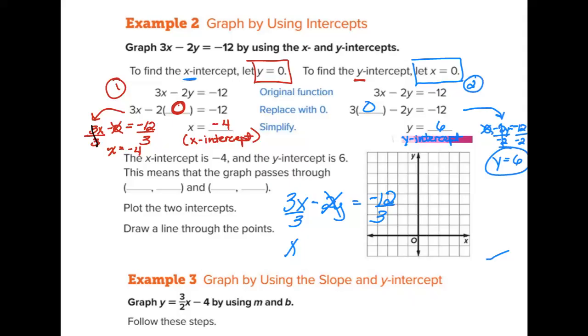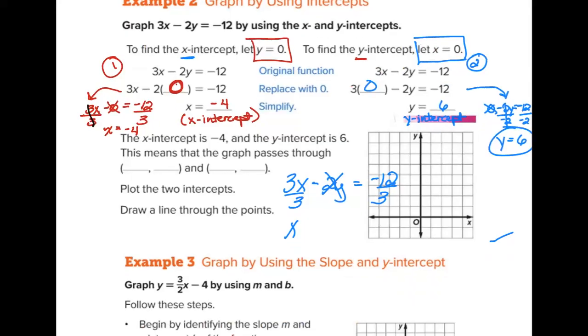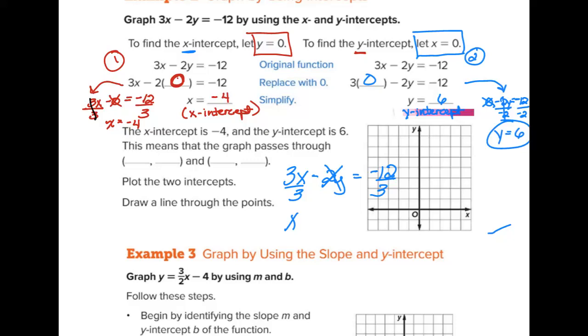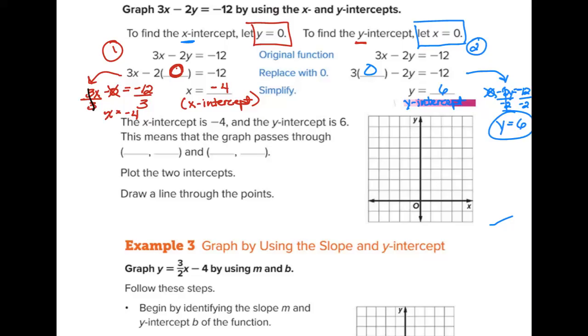Yes, you can do that. You need to show me this dividing by 3, though. Does that make sense? Did they have you divide by 3? Like show it? Okay. So the x-intercept, yes, that's fine, as long as you can show me dividing by 3. So the x-intercept is -4. The y-intercept is 6. That means the graph passes through, if that's the x-intercept, -4, 0. And it passes through 0, 6.